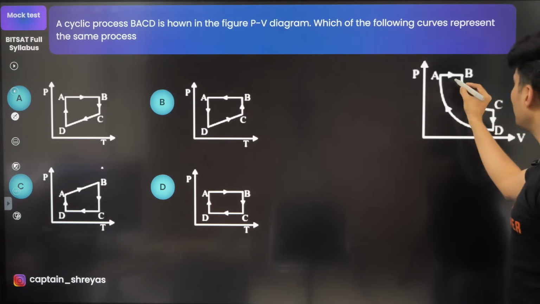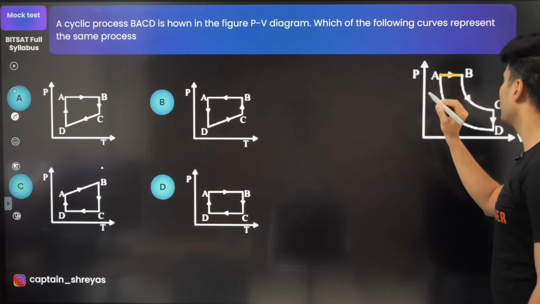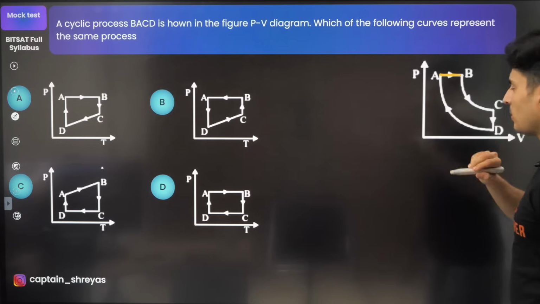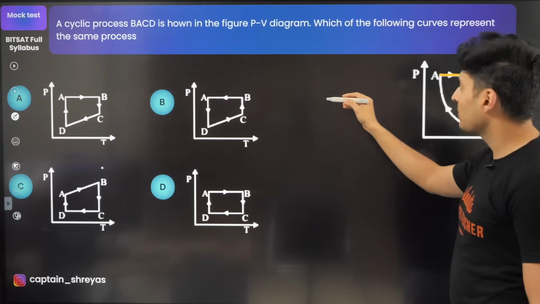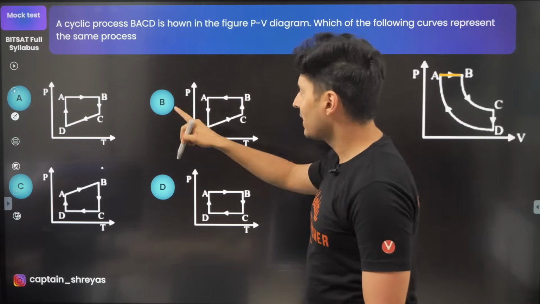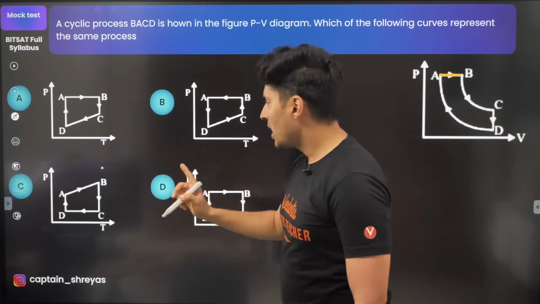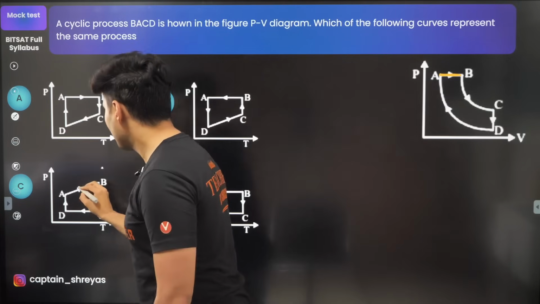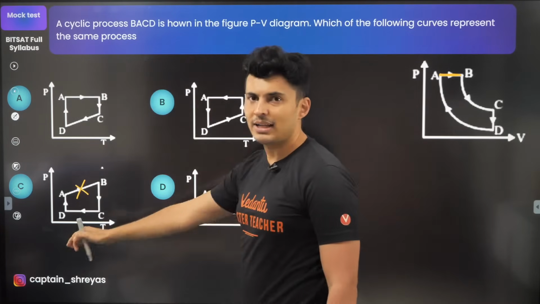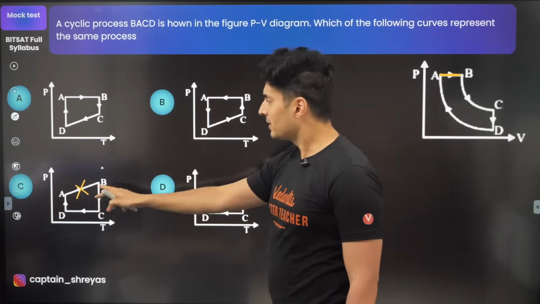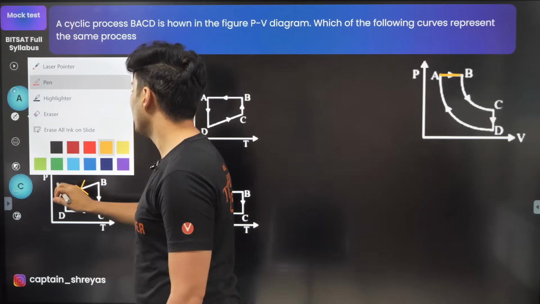Let's say we take AB. If you take the process from A to B, it's an isobaric process. So isobaric, yes, it is isobaric. Here, it is not isobaric. So this is the problem. So that goes out. Cool. So this option C is definitely going to be out.